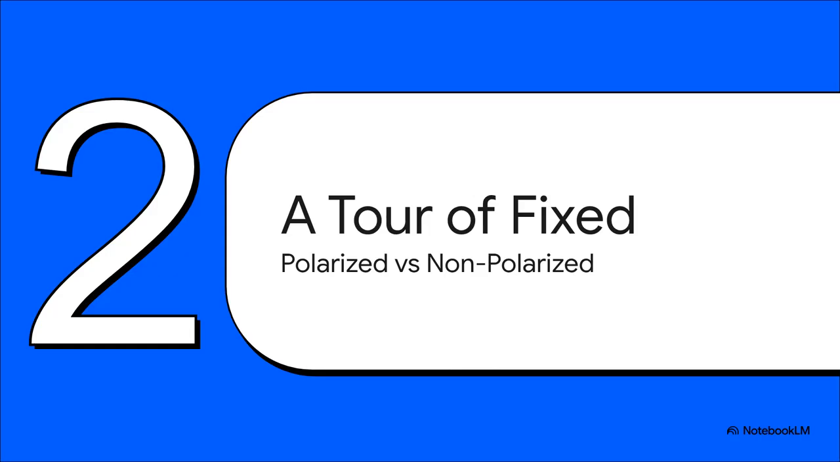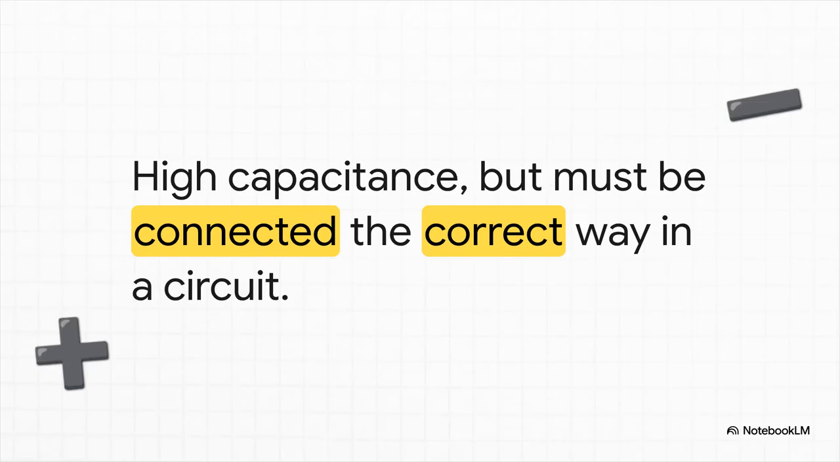Now let's zoom in on the bigger family first, the fixed capacitors. And even here, there's another fork in the road. We split them up based on whether they have a specific positive and negative side, something we call polarity. First up, we've got polarized capacitors. Think of these as the heavy lifters of the capacitor world. They can store a lot of energy. But, and this is a big but, they have one golden rule. You have to connect them the right way around. Positive to positive, negative to negative. If you mess that up, let's just say things can get a bit explosive. Yeah, they can actually pop.